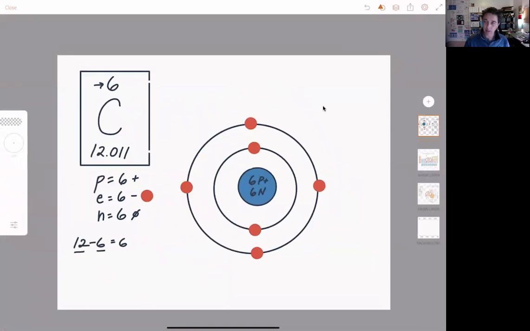So that's an atom with 2 rings, and it has 2 in the first ring and 4 in the second ring. Let's go ahead and do another one.